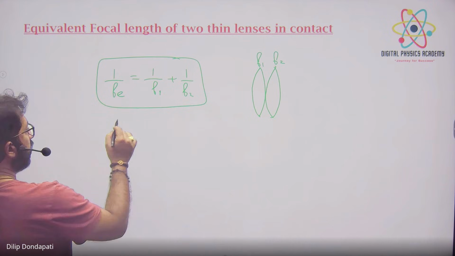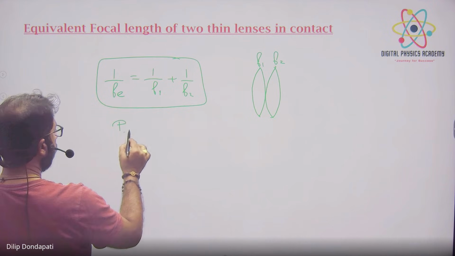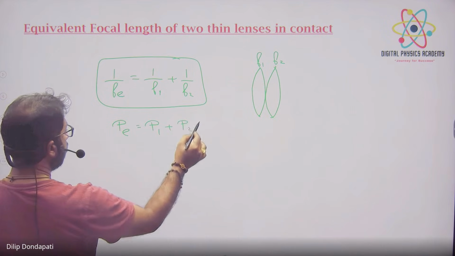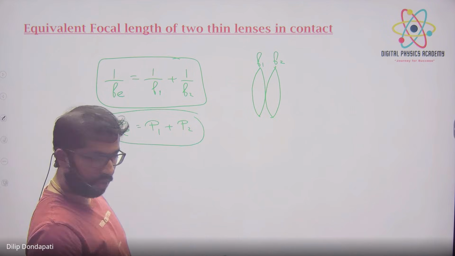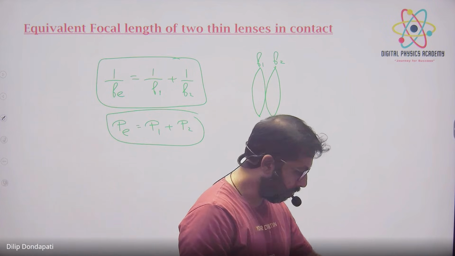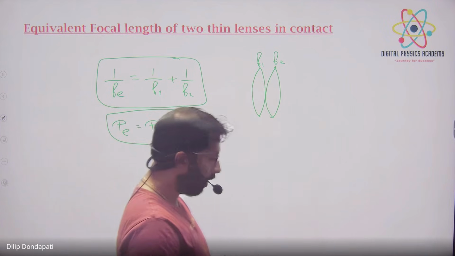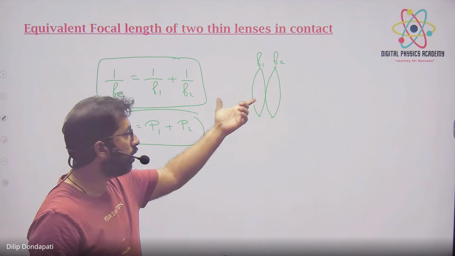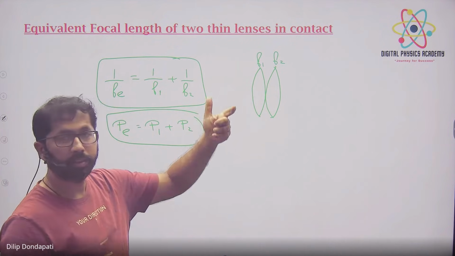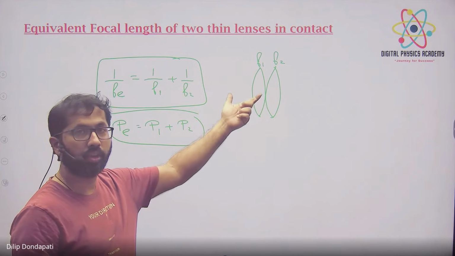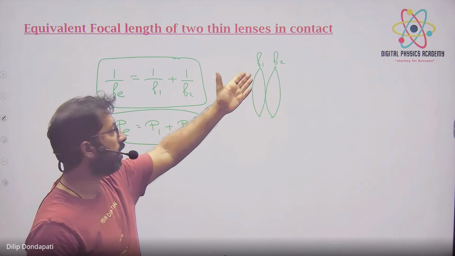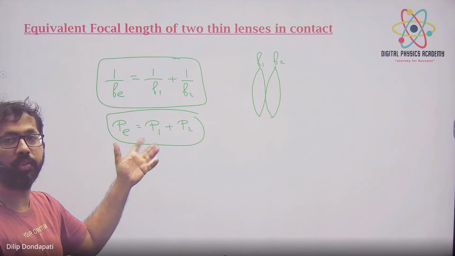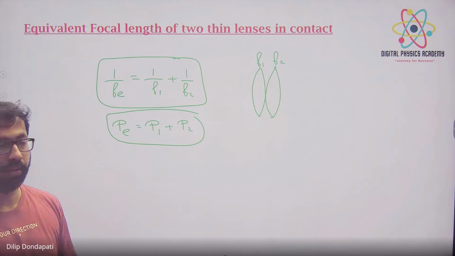And the equivalent power will be 1 by F equal to P1 plus P2. This is the equivalent power. Whether it is 2, 3, or any number, P equivalent will be P1 plus P2 plus P3. Because sometimes the object distance will be given and he will tell you to find the image distance, but with two thin lenses in contact, which focal length will you use? You use the effective focal length and use the lens formula and solve.